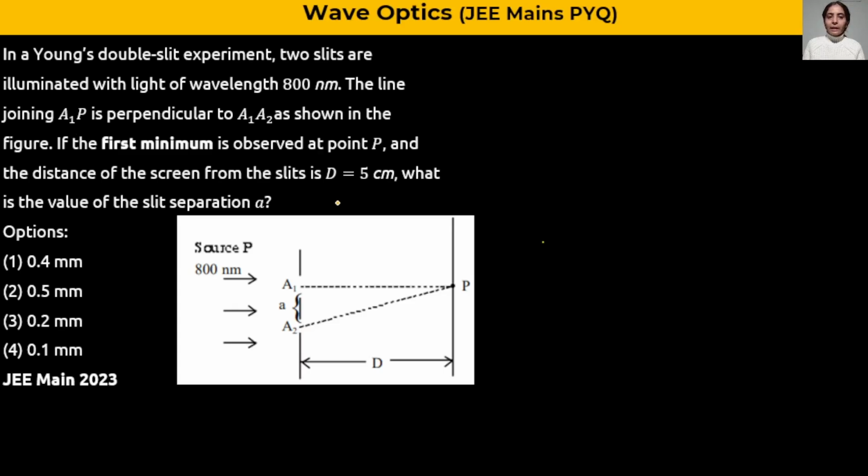What is the question? In a Young's double slit experiment, two slits are illuminated with light of wavelength 800 nanometer. The line joining A1P is perpendicular to A1A2 as shown in the figure. If the first minimum is observed at point P, and the distance of the screen from the slit is 5 centimeter, what is the value of slit separation a? So slit separation a का वैल्यू क्या है?